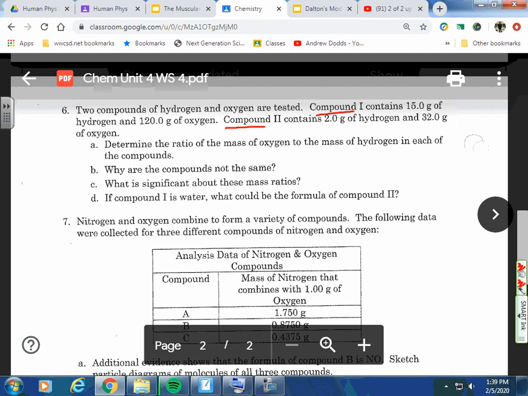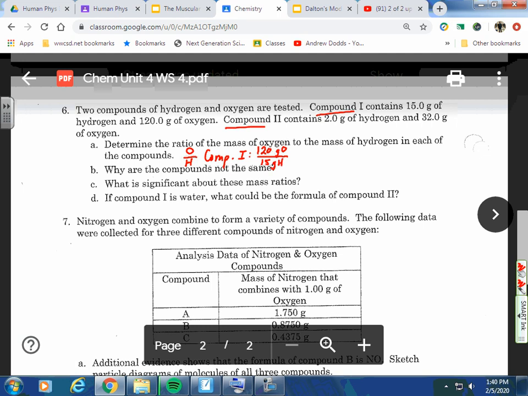If we look at this problem, compound 1 has 15 grams of hydrogen and 120 grams of oxygen. A says determine the ratio of the mass of oxygen to the mass of hydrogen. It's important to see that it says mass of oxygen to hydrogen, because that means that when we do the ratio, we should put oxygen on top. Okay? And so for compound 1, the ratio of oxygen to hydrogen is 120 grams of oxygen to 15 grams of hydrogen.